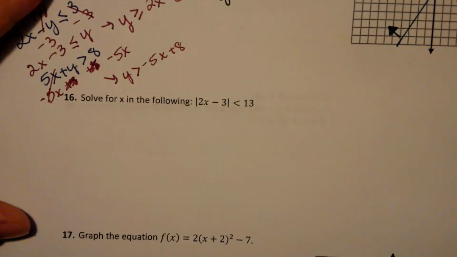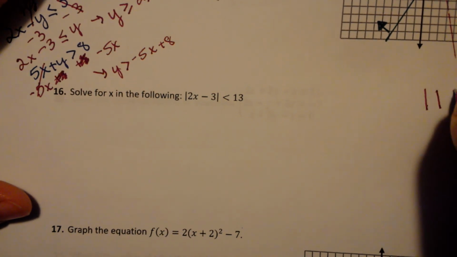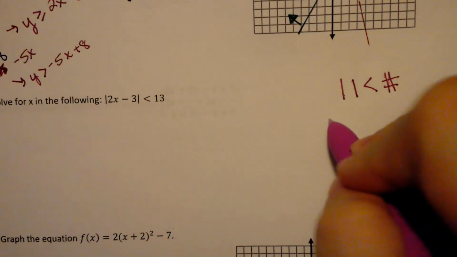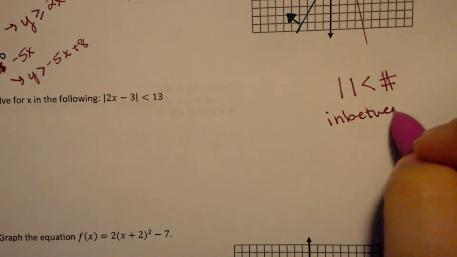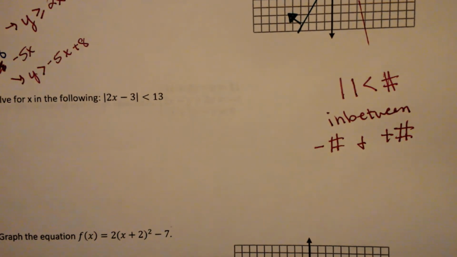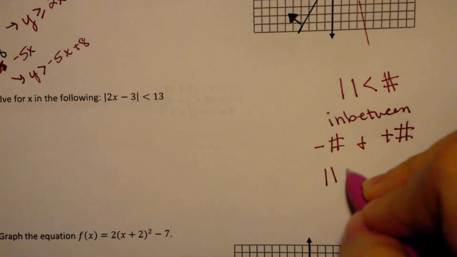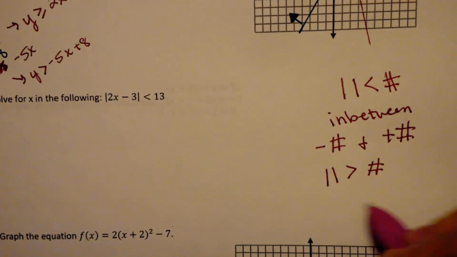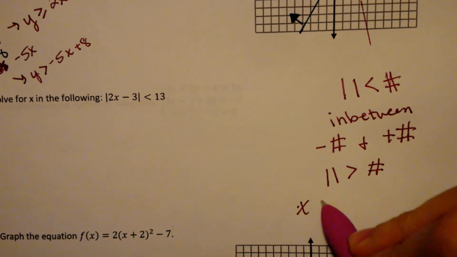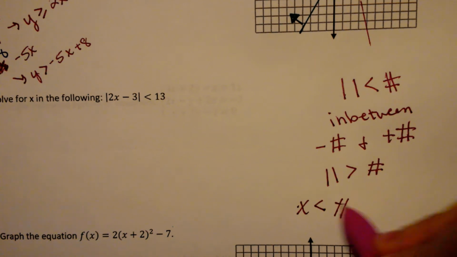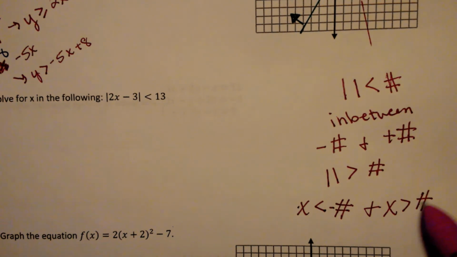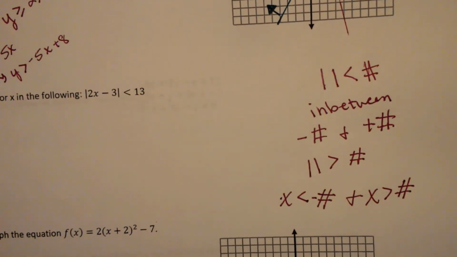So 16, a little bit of review. If I have the absolute value less than a number, I'm going to be in between the negative of the number and the positive of the number. If I have the absolute value greater than a number, I'm going to be less than the negative of the number and greater than the positive of the number. So I'm not in between two numbers now.